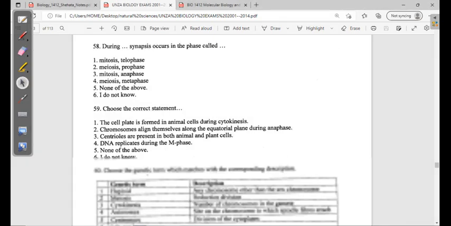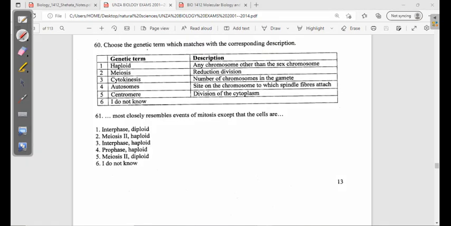Question 60. Choose the genetic term which matches with the corresponding description. Haploid, any chromosome other than the sex chromosome. This is not true. Any chromosome other than the sex chromosome is called an autosome. Any cell other than a sex cell is called a somatic cell. So we need to get to know that.